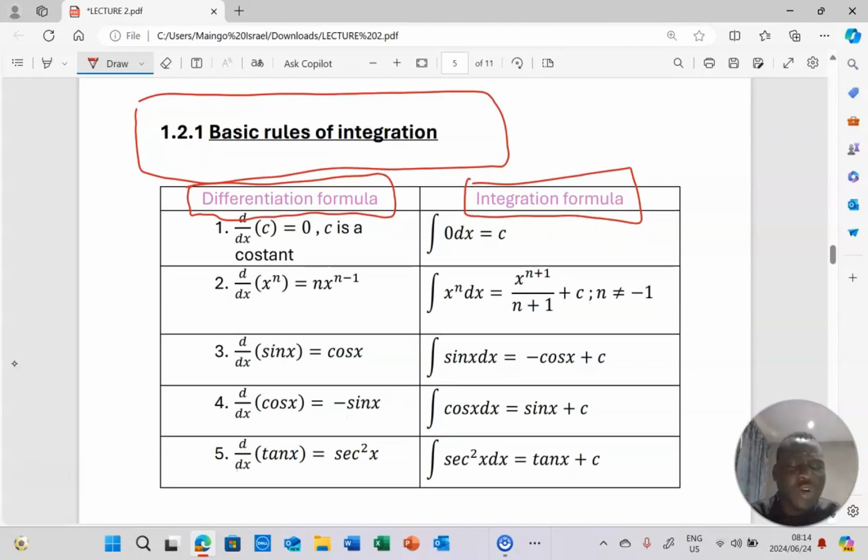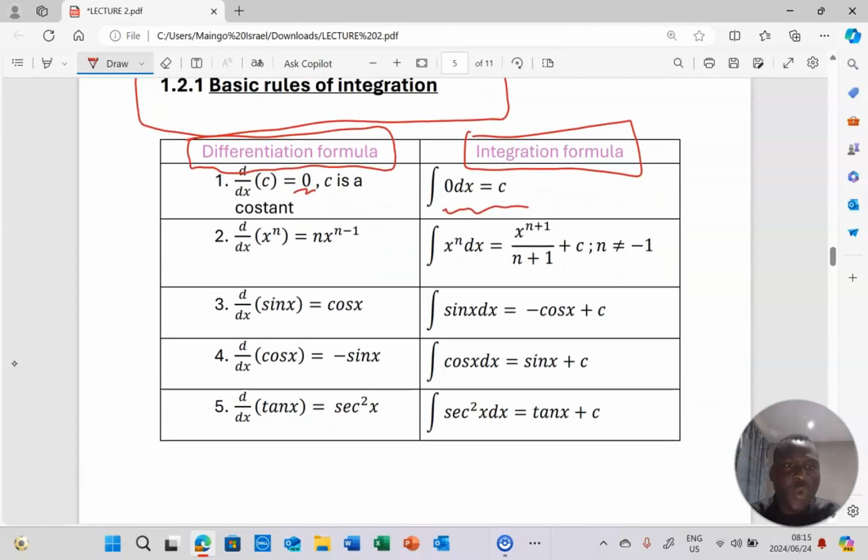It is common knowledge that the derivative of a constant is 0, provided that c is a constant. But in integration, the integral of 0 with respect to x is a constant.